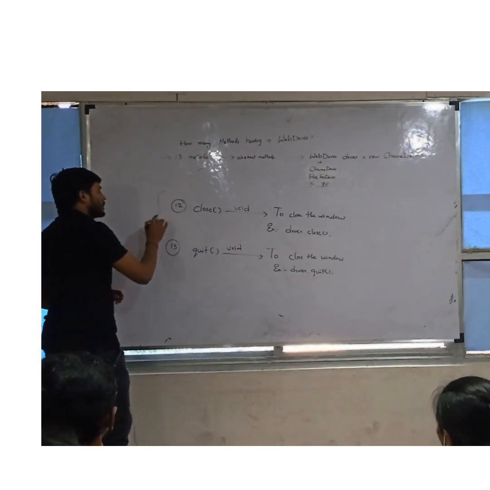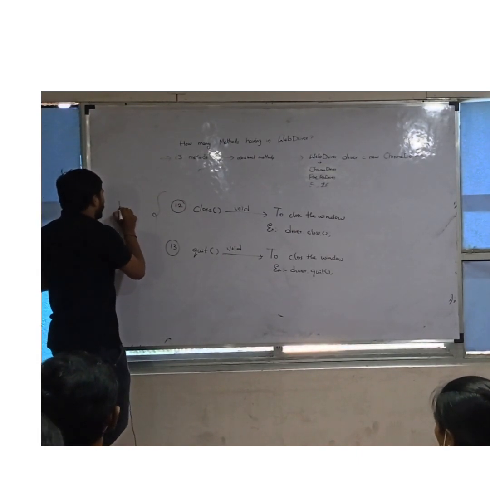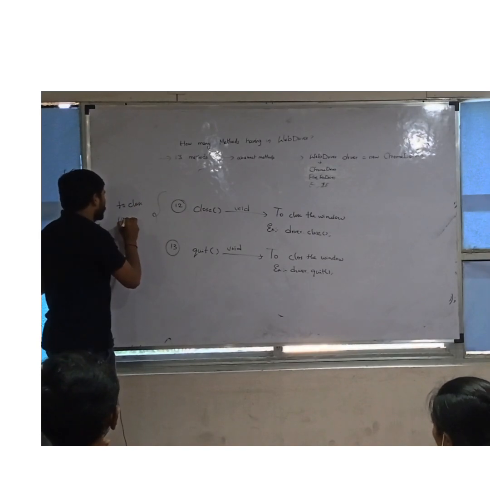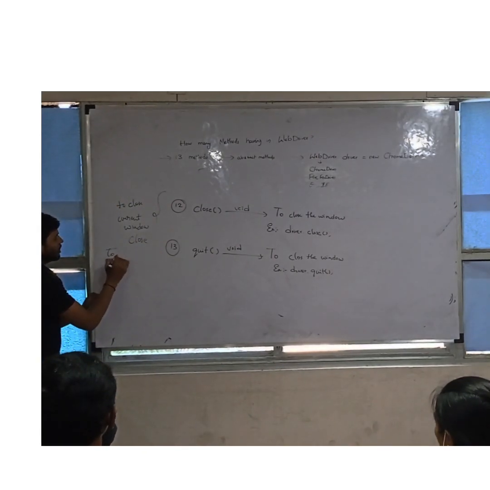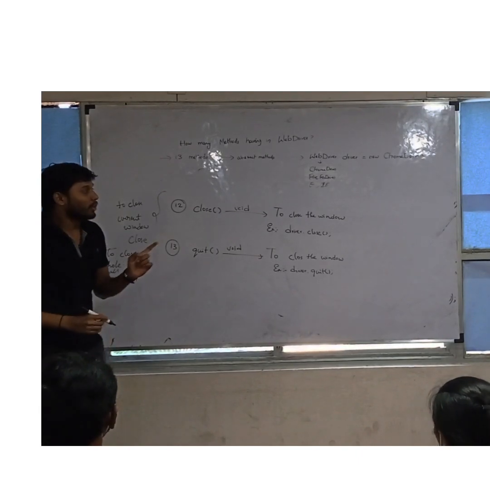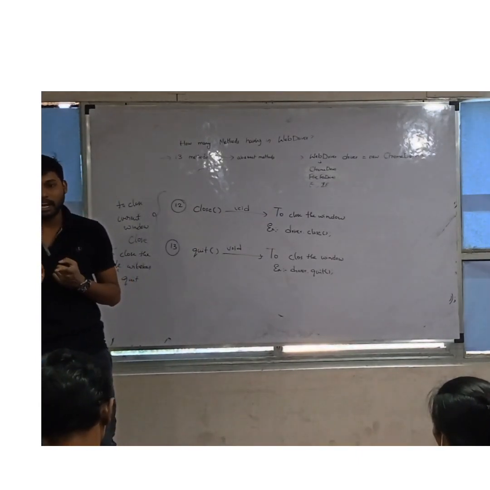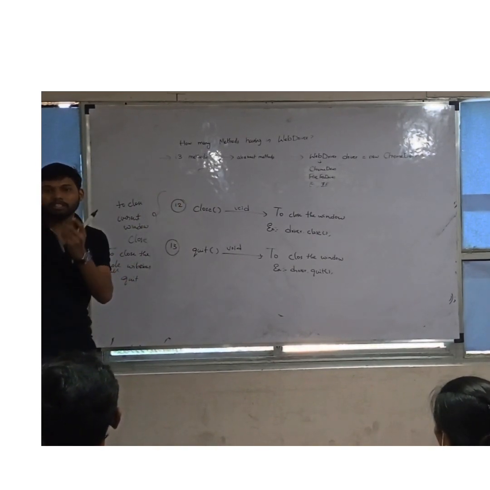Okay, now here is the interview question: what is the difference between close and quit? To close the current window, we use the close method. To close the whole windows, or all windows, we use the quit method. This is the interview question. Okay, these are the 13 WebDriver abstract methods. First, these all are syntaxes. We pick these methods based on our scenario.